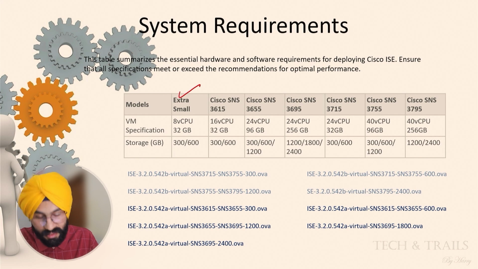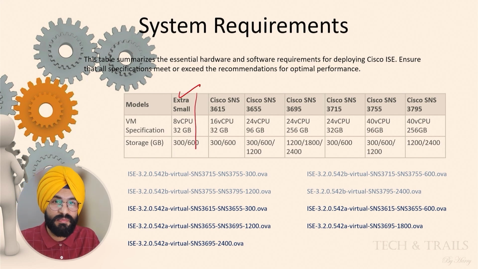First is extra small. Extra small is for evaluation purposes, as I said. We can deploy it standalone, use it in a POC lab, or if a customer has very small requirements, like a small branch office, and wants to deploy only one ISE node or HA, and only wants TACACS or small services, then an extra small node can be used.